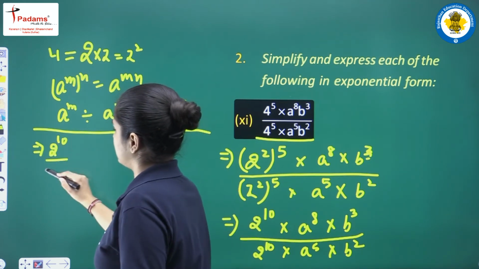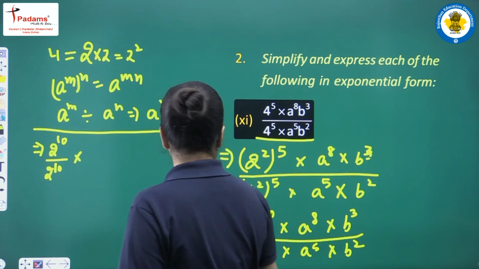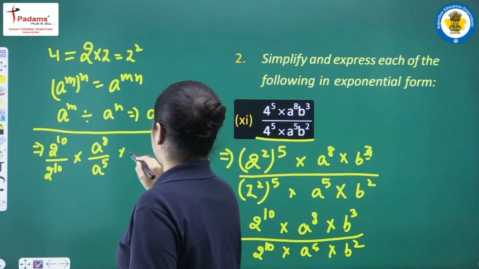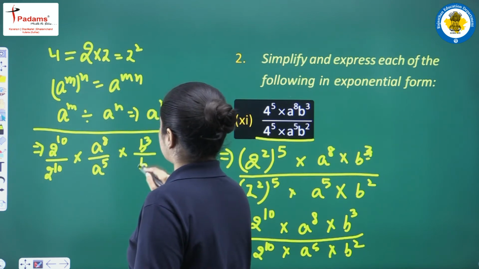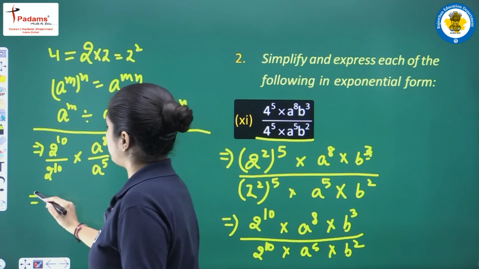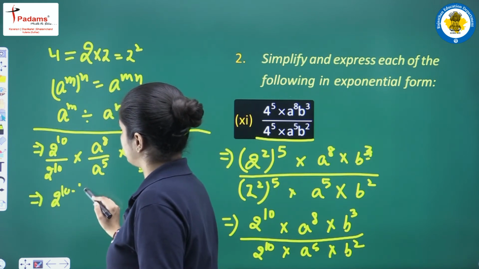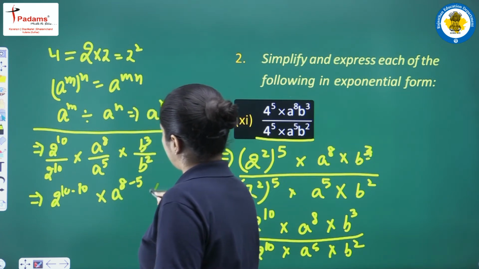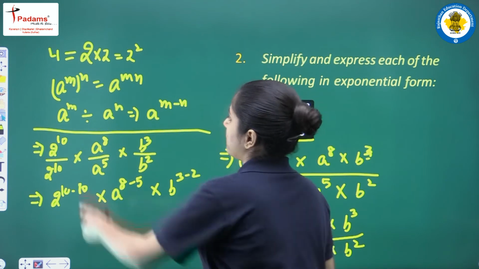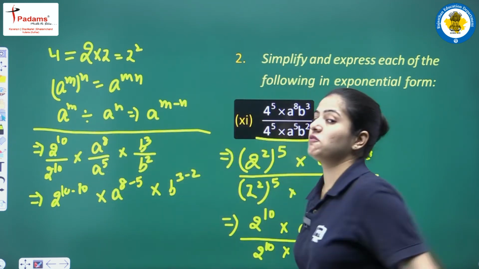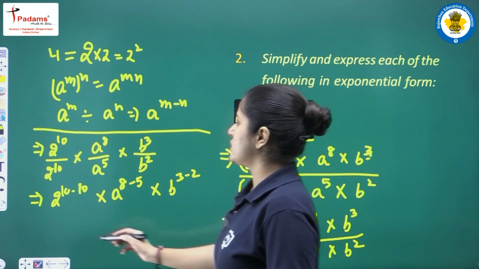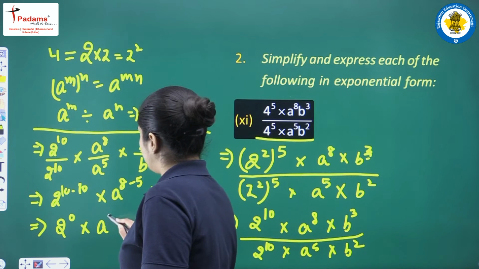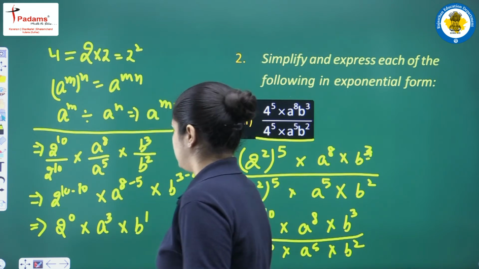First we will separate them. We can write this as 2 raised to power 10 into a raised to power 8 divided by a raised to power 5 into b raised to power 3 divided by b raised to power 2. Right students, now here division is there, so it will be 10 minus 10, into a raised to 8 minus 5 into b raised to 3 minus 2, because the base is same and the division sign is there, then we subtract the powers. All right, so students, this is 2 raised to power 0 into a raised to power 3 into b raised to power 1, right students?